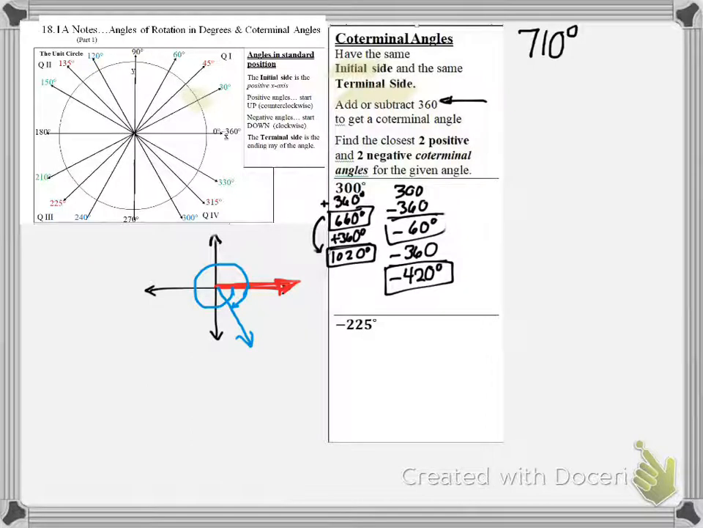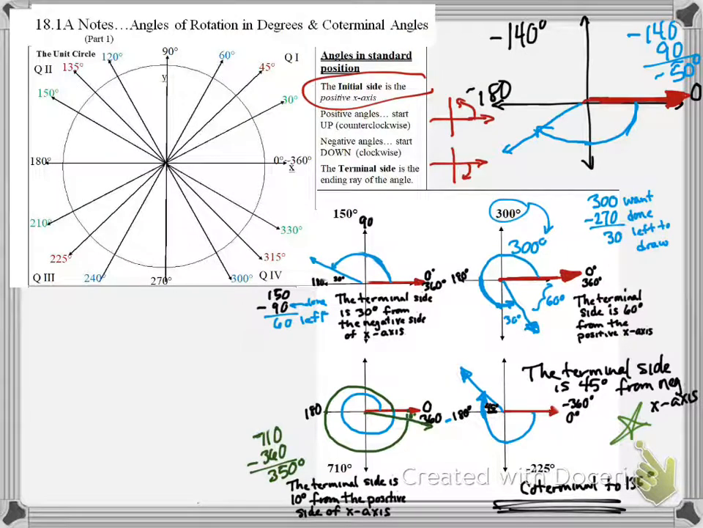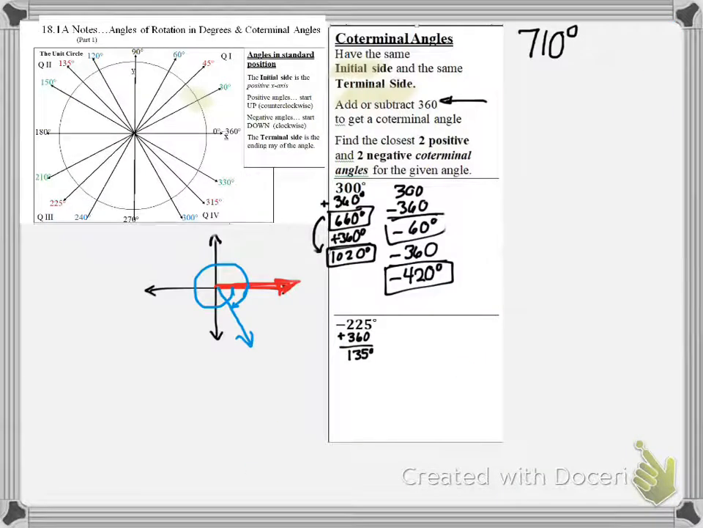What if I started with a negative and I wanted to find a positive coterminal angle, something that ends up in the same place but has a different degree number because it has more circles around? I'm just going to take negative 225 plus 360, which gives me 135 degrees. If I go back, we talked about that here. 135 degrees is in the same place as negative 225 degrees.